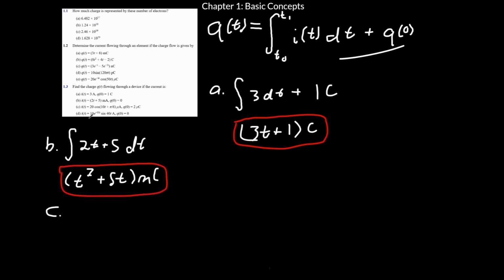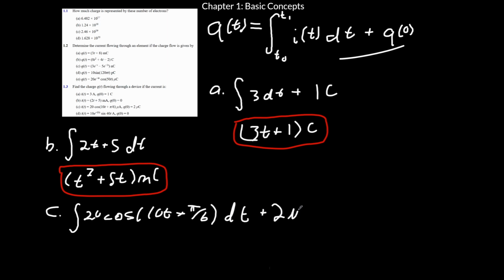For C, we want to just take the integral of 20 cosine of 10t plus pi over 6 dt, plus our 2 microcoulombs over here.